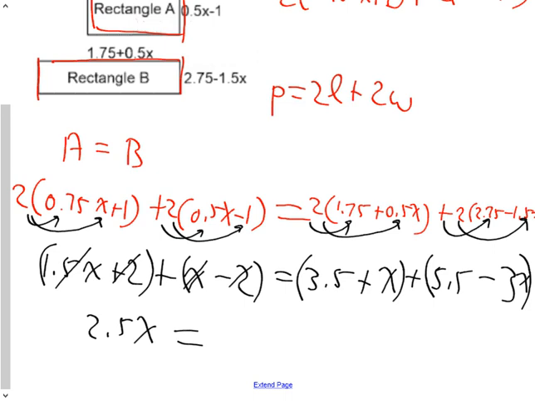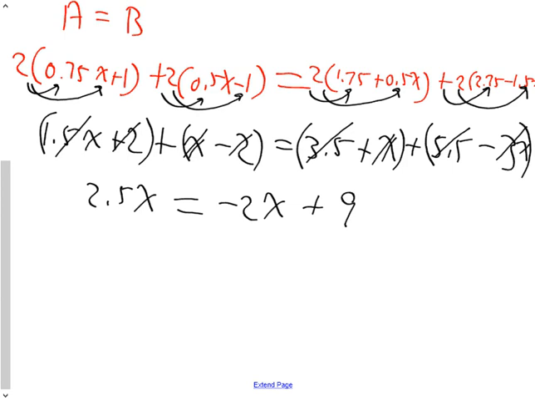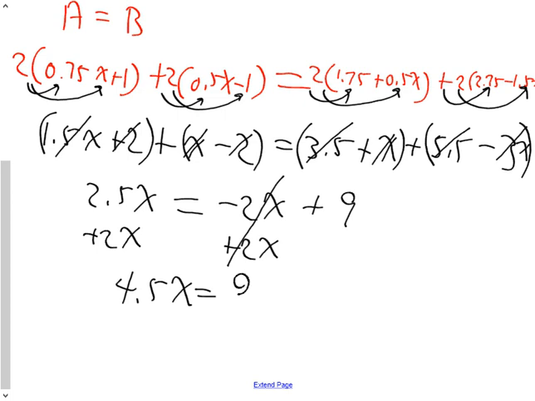When I do the same thing to the next one, a positive x and a negative 3x make a negative 2x, and a 3.5 and a 5.5 make a positive 9. So as weird as this looks, once I gather my like terms, it became quite simple, didn't it? This equation is not hard at all to solve. What am I going to do to both sides? I'm going to get rid of the variable on the side where I have the least amount by adding 2x, creating a zero pair. 4.5x is equal to 9.